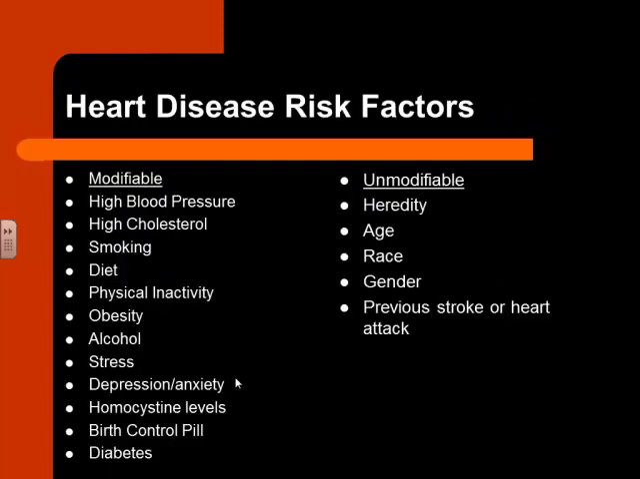So then we have the risk factors divided into 2 columns here, modifiable and unmodifiable. So the modifiable risk factors are the ones that we can somewhat control with diet and exercise. So high blood pressure, high cholesterol, smoking, diet, the physical inactivity, obesity, alcohol use, stress, depression, the homocysteine levels, the birth control, and diabetics. Those are modifiable.